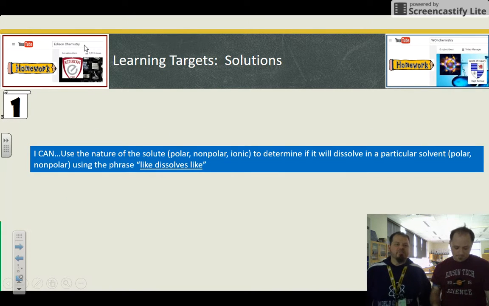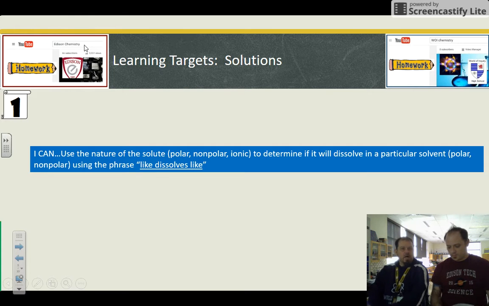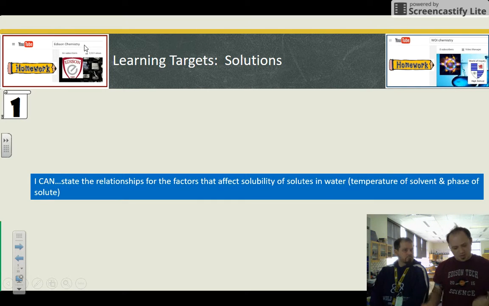Use the nature of the solute, polar or non-polar, ionic, etc., to determine if it'll dissolve in a particular solvent. Like dissolves like. So you got the solute, you got the solvent. Will they dissolve? Yes or no? We would find out.